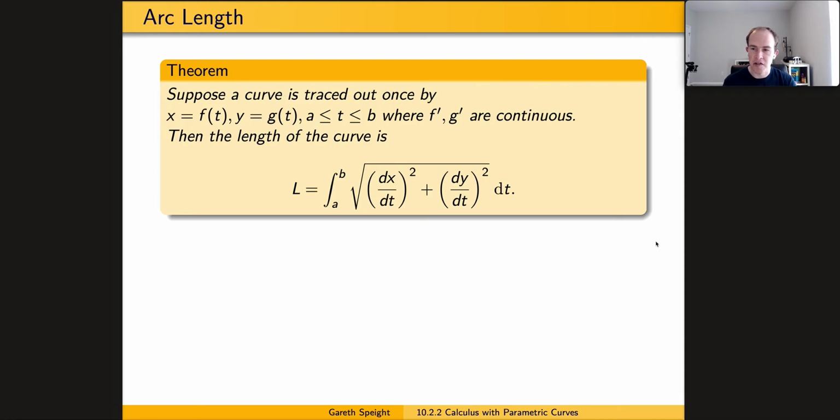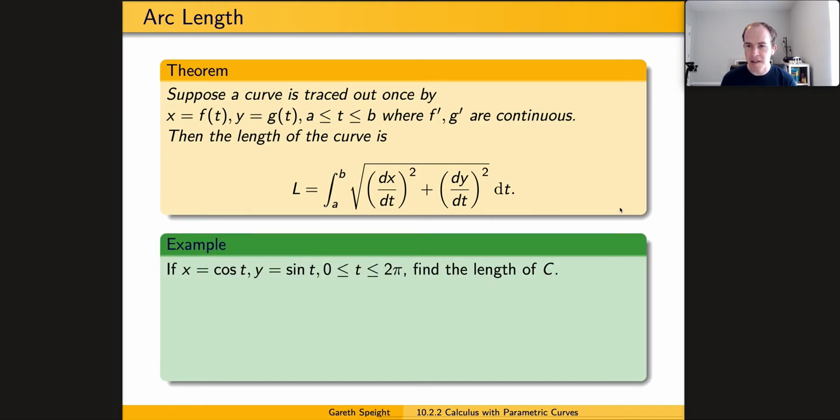So suppose a curve is described by x is f of t, y equals g of t. Then the length of the curve is just the integral of the square root of (dx/dt) squared plus (dy/dt) squared dt. So this is also very similar to what we had in the Euclidean case, where we were doing the integral of the square root of 1 plus (dy/dx) squared dx. So let's see an example of how that works.